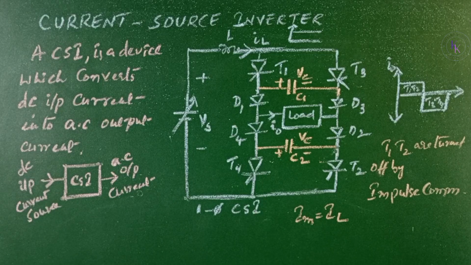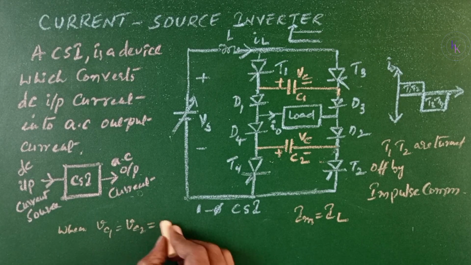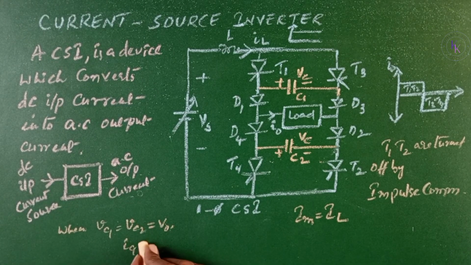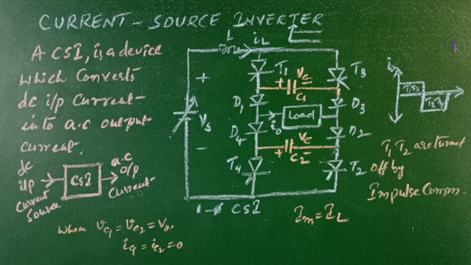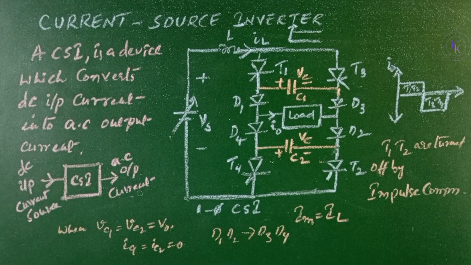When C1, C2 are charged to the load voltage and their currents fall to zero, that is, when Vc1 and Vc2 equal V0 and IC1, IC2 equal 0, the load current will be transferred from the diodes D1, D2 to D3, D4, and D1, D2 will be turned off when the load current is completely reversed. The capacitor is now ready to turn off T3 and T4 if the thyristors T1 and T2 are fired in the next half cycle. The commutation time will depend on the magnitude of load current and the load voltage.